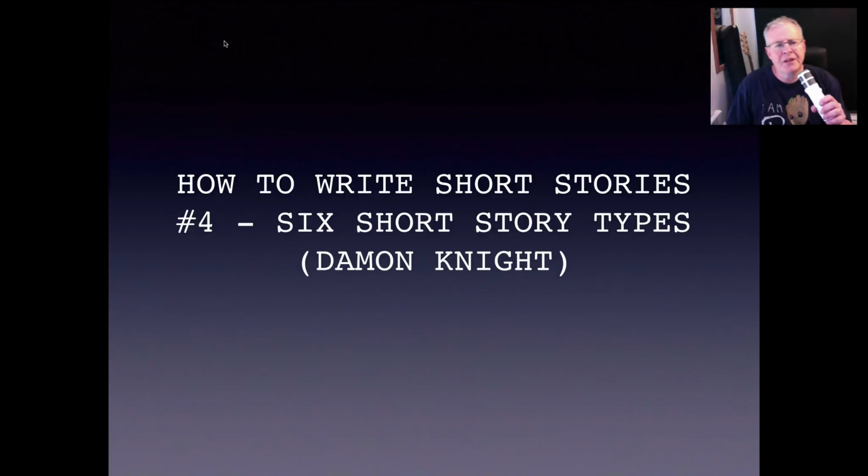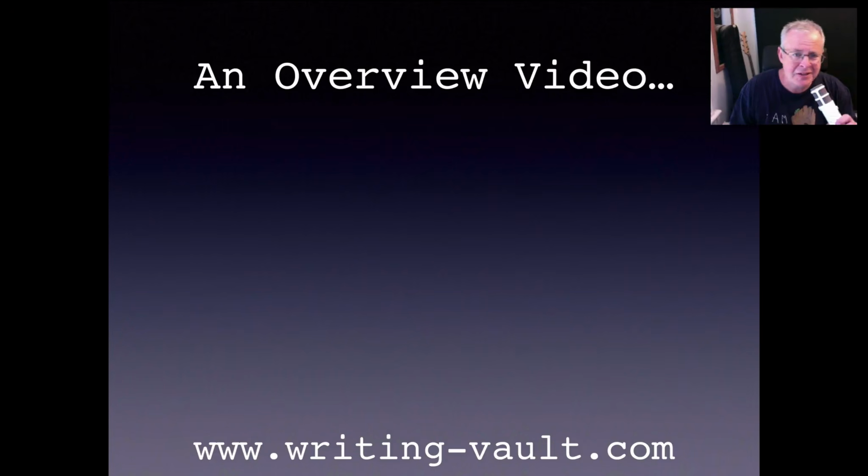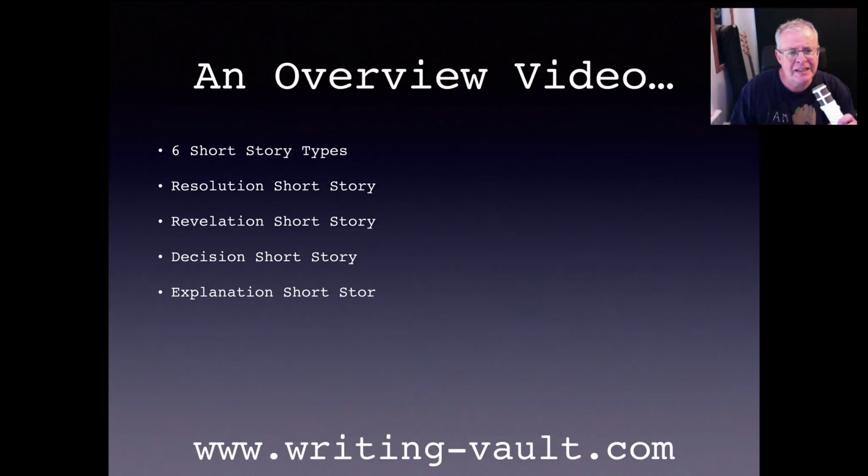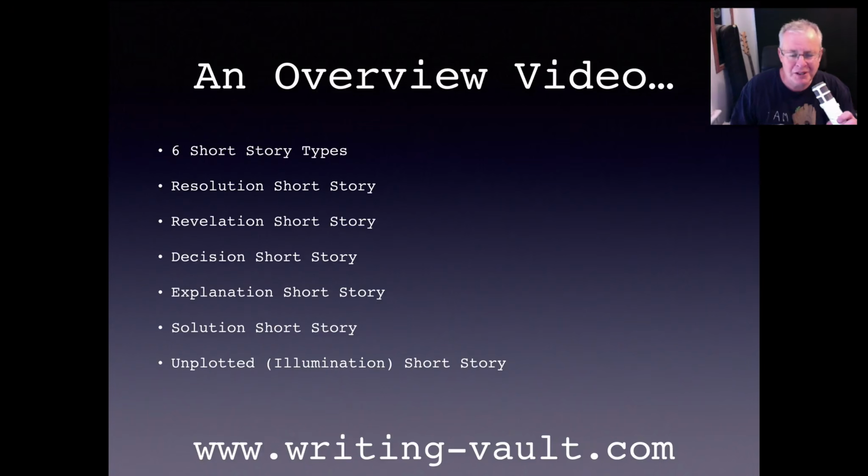This is the fourth video in my series of video articles on how to write short stories, and in this article we're going to look at the 6 short story types that science fiction author Damon Knight identified. Now, this is an overview video. These short story types are the resolution short story, the revelation short story, the decision short story, the explanation short story, the solution short story, and the unplotted / illumination short story.